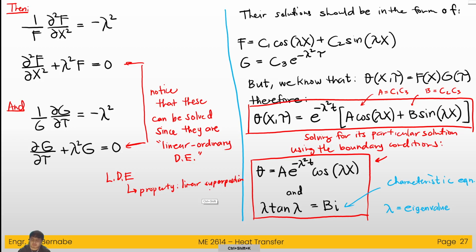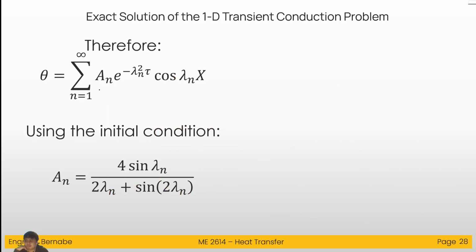So what that basically means is if you have one particular solution, you can add another particular solution to that, and you will have a general solution. Sorry, not a general solution, but you will still have another solution. So adding more solutions will still be a solution, no? It's an interesting property for linear differential equations. And basically, it will form an infinite series since you have an infinite number of solutions for lambda.